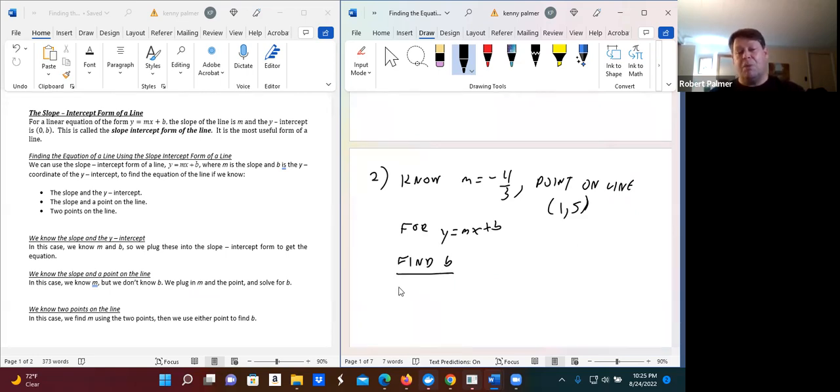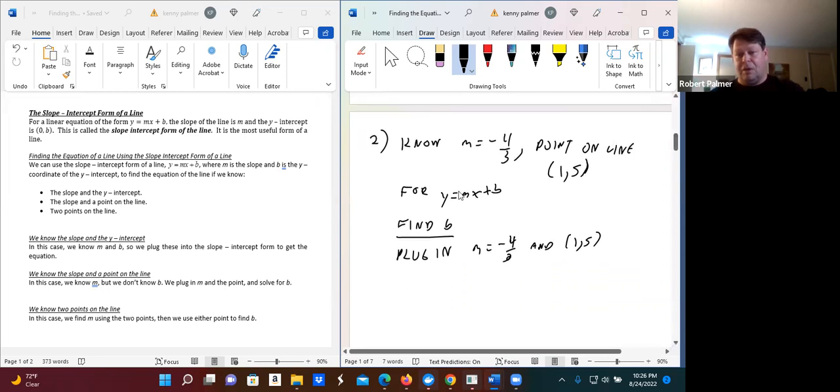Okay, so as this says, we're going to plug in what we know, m, which is equal to -4/3, and our point, which is (1, 5). We plug all of these in to our equation for the slope of the line.